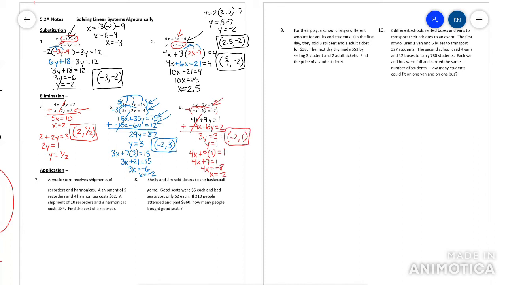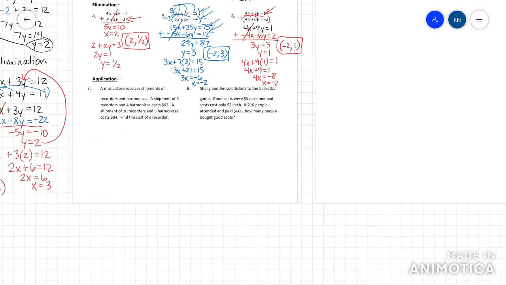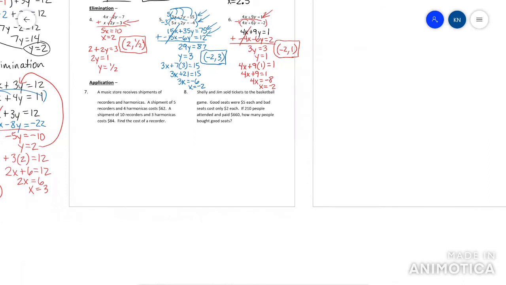Okay, now they love word problems for system of equations. They're not that difficult to do. Here we go. And by the way, you can use x's and y's. You can use any letter you want. H's, r's, doesn't matter. So here we go. 5 recorders and 4 harmonicas cost $62. Make an equation out of that. 5 recorders plus 4 harmonicas equals $62.